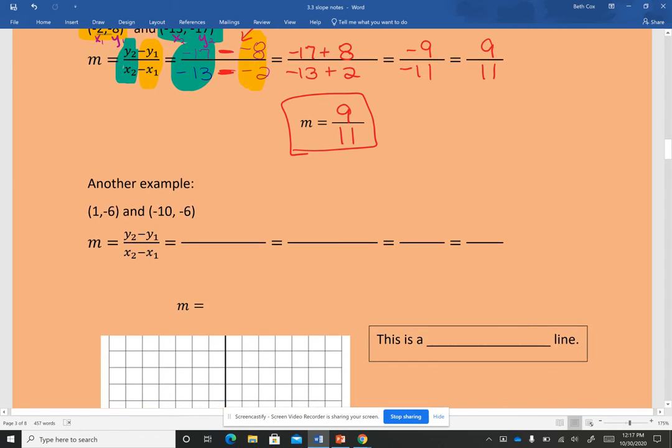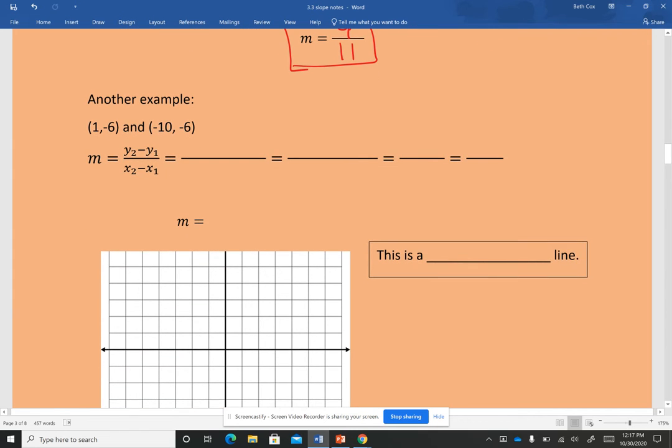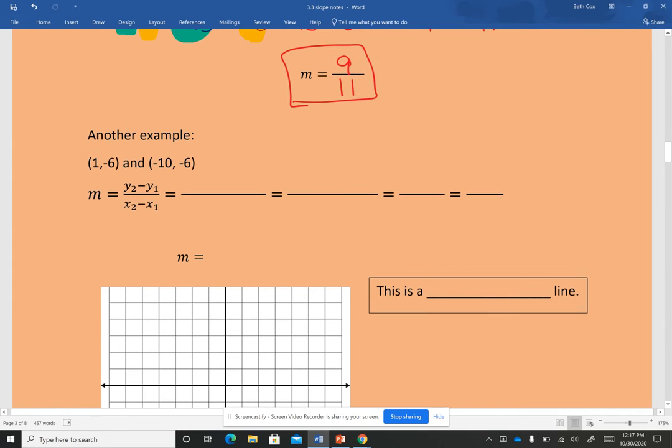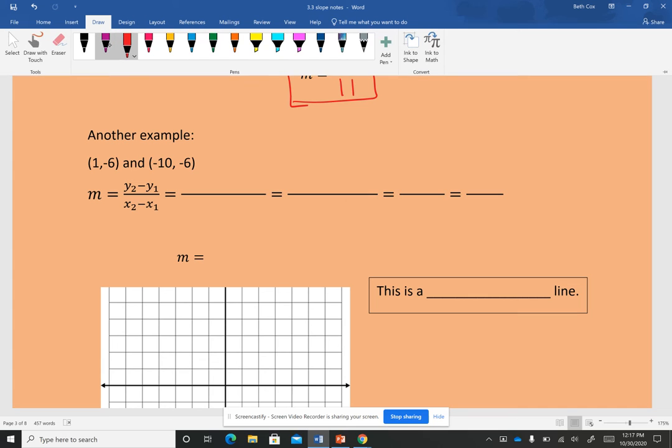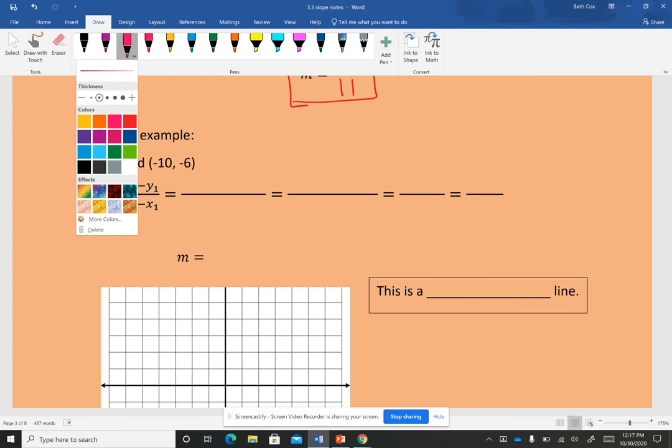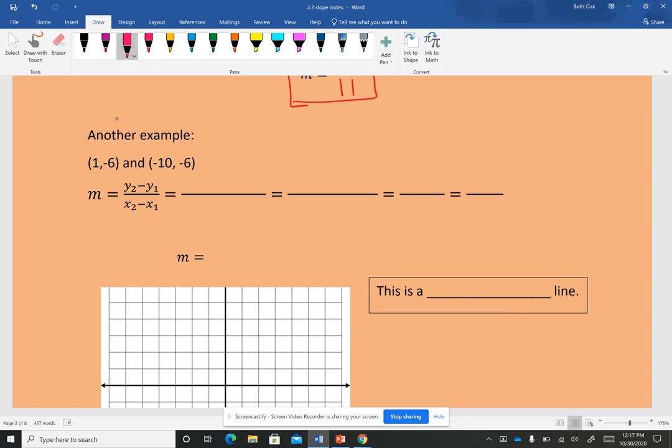Here's another one. Now this one we actually have a grid if we want to use it to make it make more sense to us, because this one can be tricky. So here we go. So again, we're looking at an x and a y.